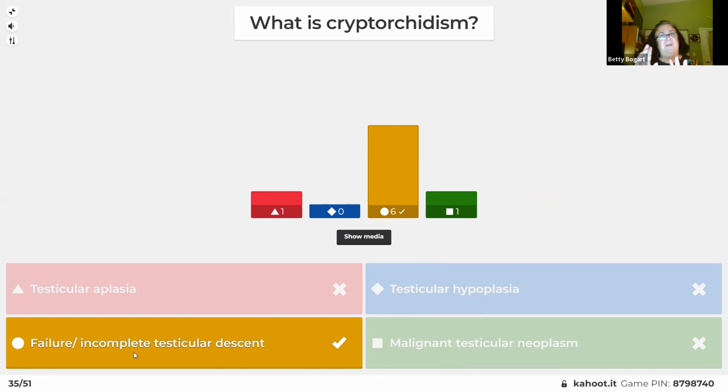Cryptorchidism means the testicles didn't come down. Now, one of the things you have to be careful with, to make sure that the testicle had every chance to come down, is that the room is not cold, that it's a warmer room, because cold will bring them up. Now, they cannot stay up in the abdominal cavity because they will die. It's too hot up there for them. So they need to do surgery to bring them down if they're not down there in a couple months.